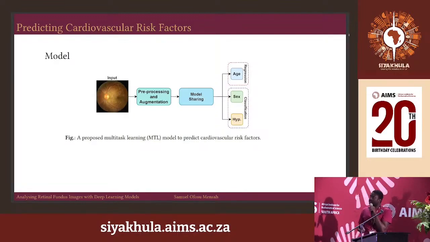So the approach was to feed a retina image through a pre-processing and augmentation technique. Then we have a model sharing technique, then we predict them. So for the predictions, we had classification for sex and hypertension. In that case, we had whether the individual or the image belongs to a male or a female, and for hypertension, whether the person has hypertension or not. Then we have regression for the age because the values were not categorized.